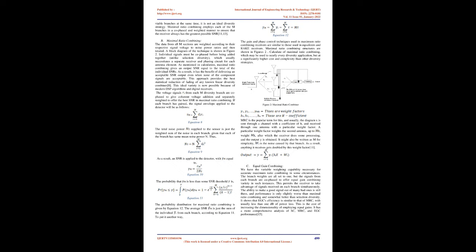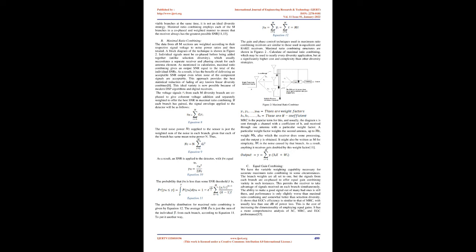As a result, selection diversity improves the link margin on average without requiring more transmitted power or specialized receiver electronics. The average bit error rate for various modulations can be directly connected to the diversity improvement. However, because it does not employ all of the viable branches at the same time, it is not an ideal diversity strategy. Maximal ratio combining employs each of the M branches in a co-phased and weighted manner to ensure that the receiver always has the greatest possible SNR.